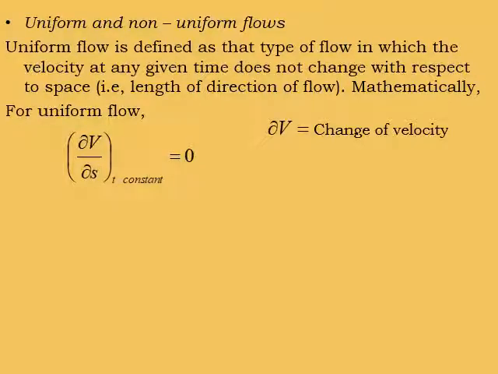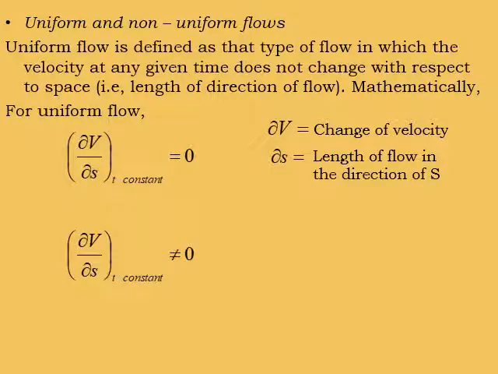Here ∂v is the change of velocity, and ∂s is the length of flow in the direction of s. So ∂v/∂s, with time constant, is not equal to 0. If you find there is a variation in velocity with respect to space coordinates, then it is called non-uniform flow.